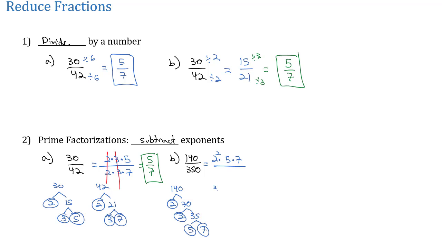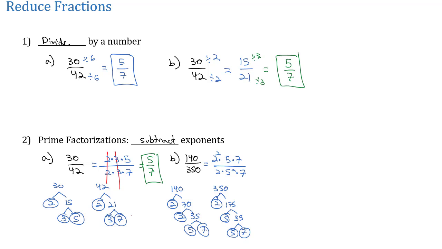Over, let's find the prime factorization of 350. 350 is divisible by 2, 175 times, which ends in 5, so it's divisible by 5, 35 times, which is divisible by 5, 7 times. So 350 is 2 times 5 squared times 7.